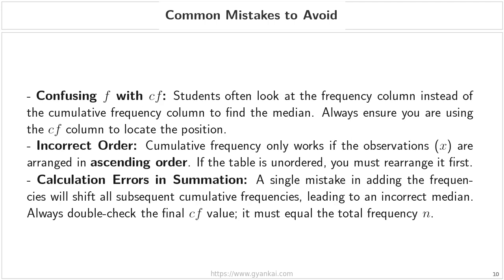Finally, watch out for calculation errors during summation. Remember, the cumulative frequency is a running total. This means if you make a single mistake while adding a frequency, every single value following that mistake will also be incorrect. This creates a domino effect that will lead you to the wrong median. A great way to prevent this is to double-check your work by ensuring that your very last cumulative frequency value is exactly equal to n, which is the total number of observations in your dataset.